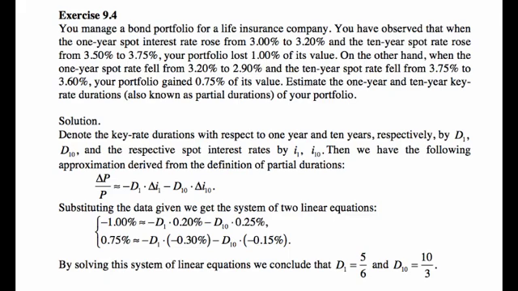Okay, so if that formula holds, we just substitute the data given in the problem. We get minus 1%, that's a loss in the portfolio, if the 1-year rate rose by 0.20% and the 10-year rate rose by 0.25%. That's basically written in the first formula. And then you have a gain on the portfolio of 0.75% if the 1-year rate fell by 0.30% and the 10-year rate fell by 0.15%. That's basically what the second formula says. Well, we solve this as a system of two equations with two unknowns, and we get D1 equal to 5/6 and D10 equal to 10/3.